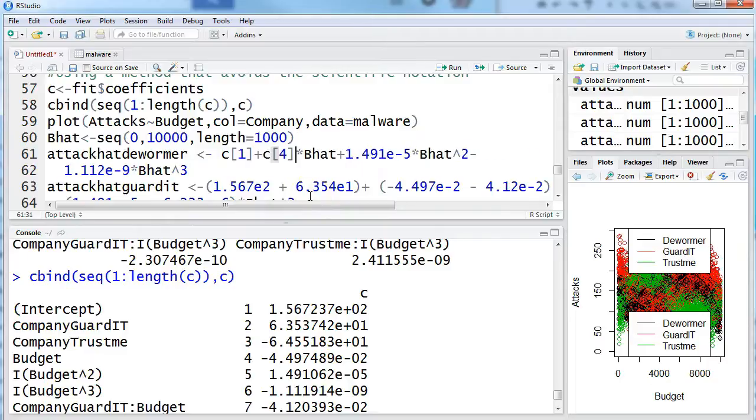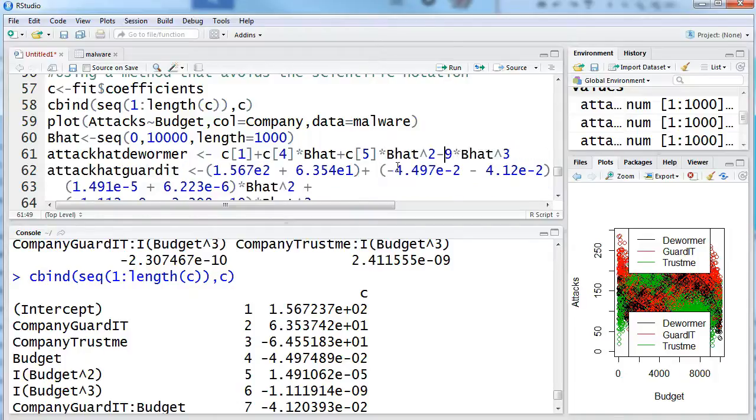It was a negative number, but the negative is attached to the number. So I want to say plus, and then this being negative is what will make it subtract the way it was supposed to be before. This guy is the squared term, which is C5. And then we have the last one, which is the cubed term, that's C6.